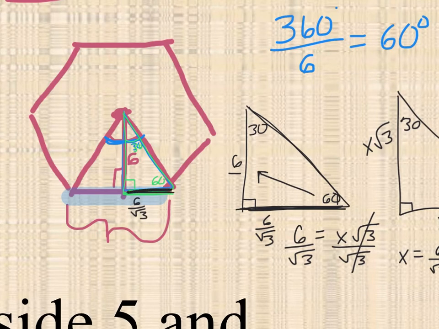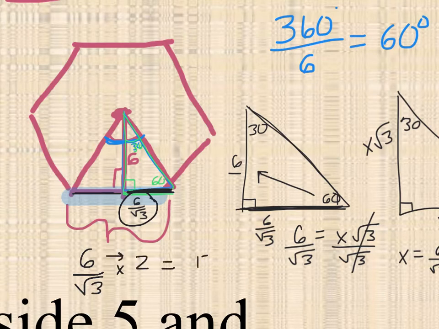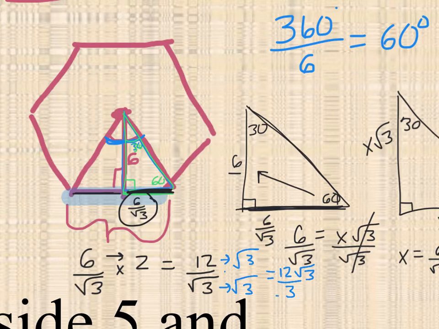Now that's just half of one side of the hexagon. So we need to find the other half, and we can just do that by multiplying this by 2. So we have 6 over square root 3 times 2, which we just multiply the top, and we get 12 divided by square root 3. In order to rationalize this, I'm going to multiply the top and bottom by square root 3. So the bottom becomes 3, and the top becomes 12 square root 3. And now we can just divide 12 by 3, so we get 4 square root 3.